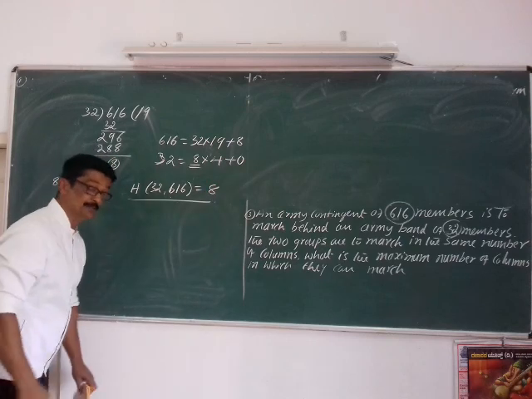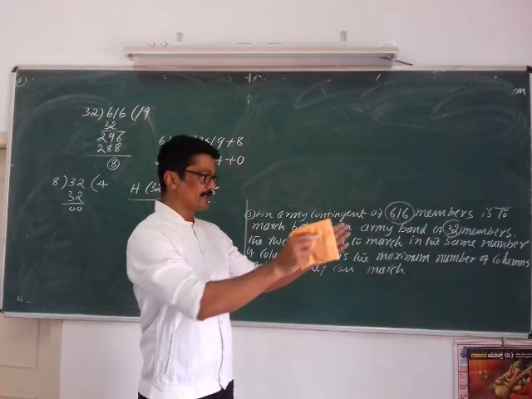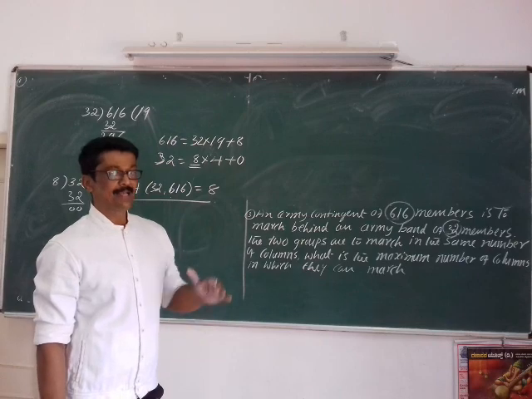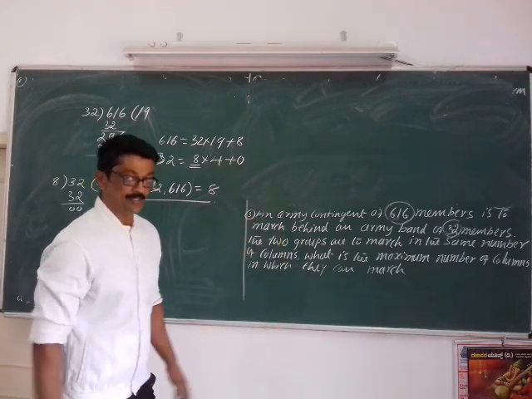So maximum we can divide 32 and 616 into 8 columns. We can have a maximum of 8 columns, and each column contains the same number of members.